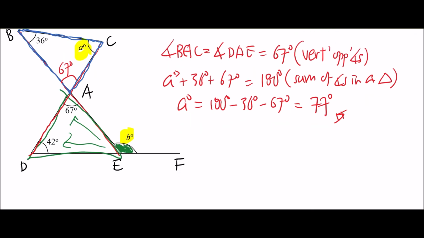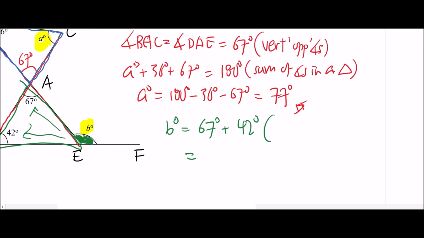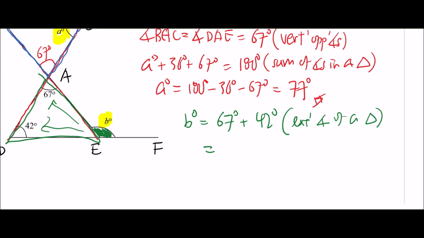Next, for angle B, we're going to use the property exterior angle, right? So B degrees equals the two opposite angles summed up, 67 degrees plus 42 degrees. And the reason here, let's quote before we forget, okay? Exterior angle of a triangle. So what's the answer here? This is 109 degrees. Done. So easy. Okay, we have found A and B.